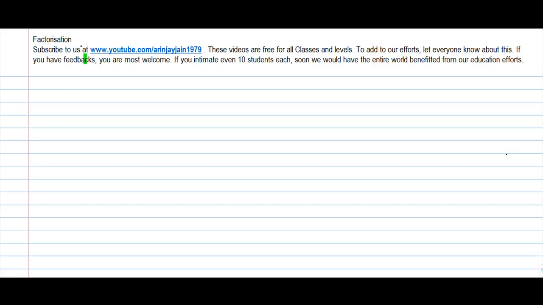Let us now understand about factorization. And when I say factorization, what I mean is factorization of algebraic expressions. If you recall, we used to do the factorization of various numbers.